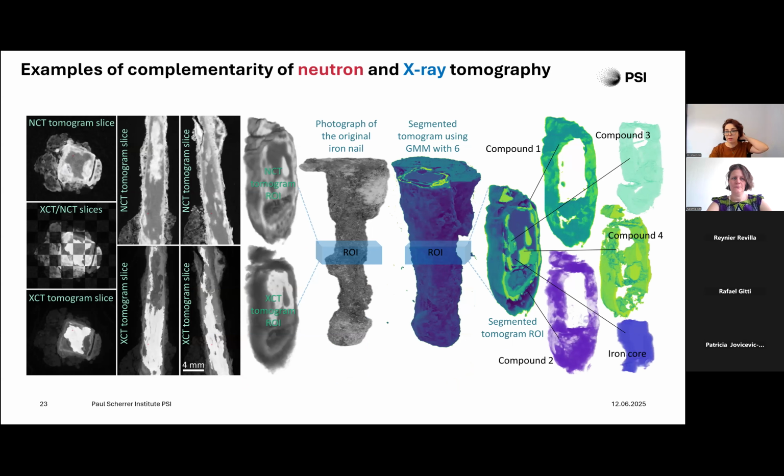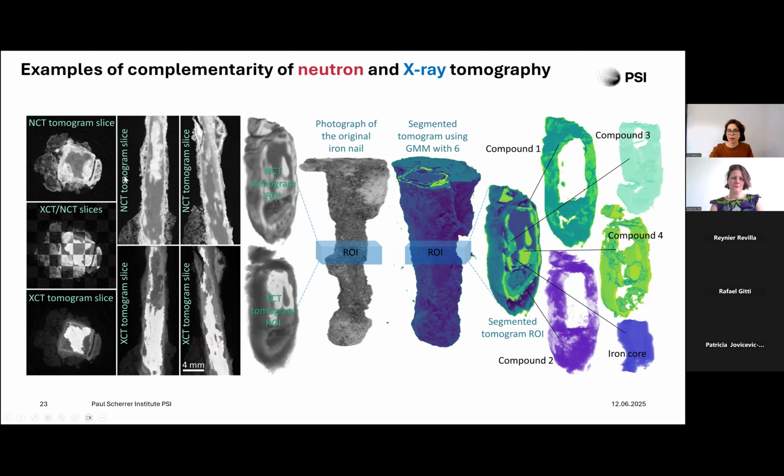Another example in which it is absolutely needed to use neutron imaging is another case study for corrosion samples, which are archaeological nails. They are abundantly available, and we use them to study long-term corrosion. Because they are abundant, we can sometimes even do post-mortem, destructive analysis, like cutting cross sections and cross-correlating with neutron tomograms.